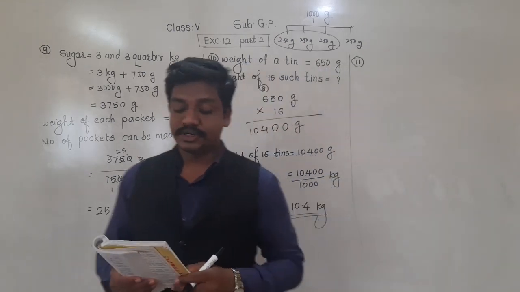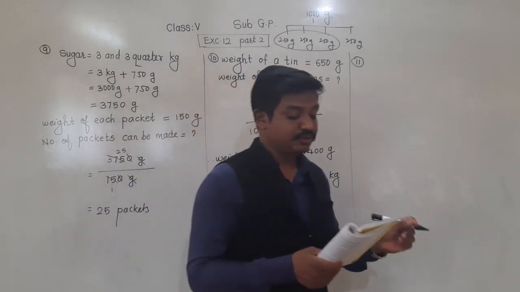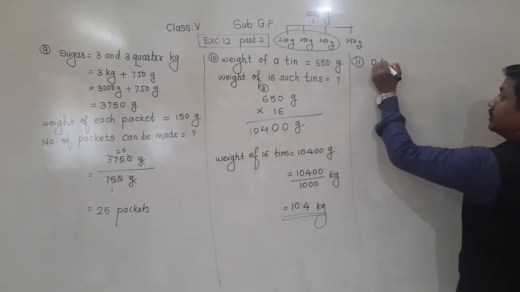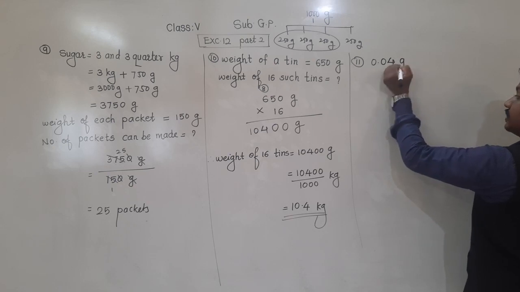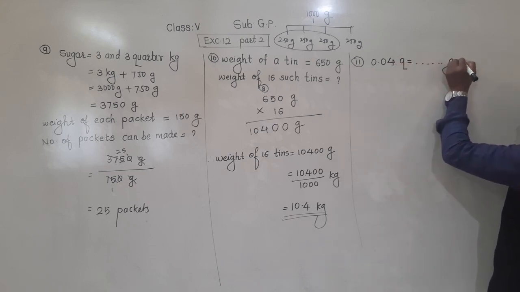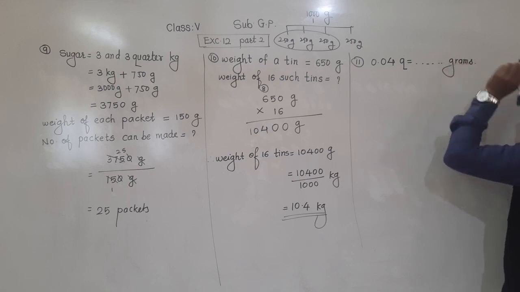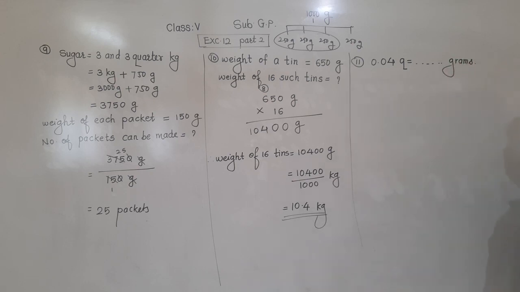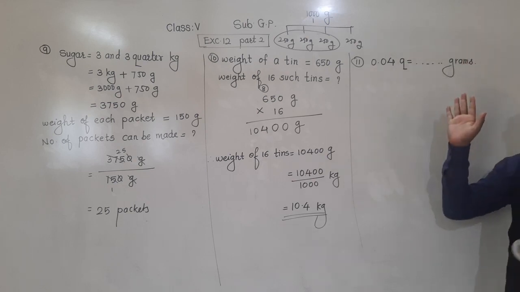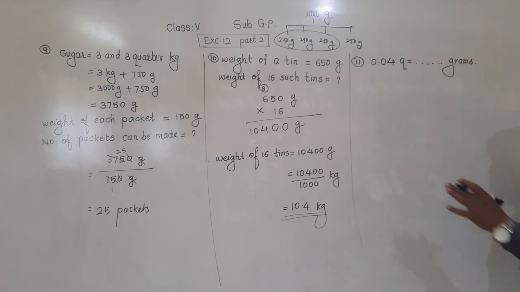See now, problem number 11. Convert 0.04 quintal into grams. 0.04 quintal is equal to dash grams. Now here, if you are okay with the conversion of quintal directly into gram, then it's well and good.